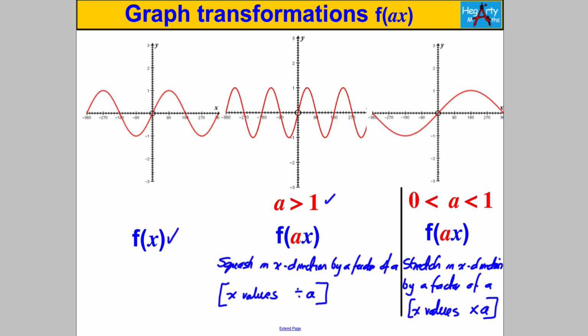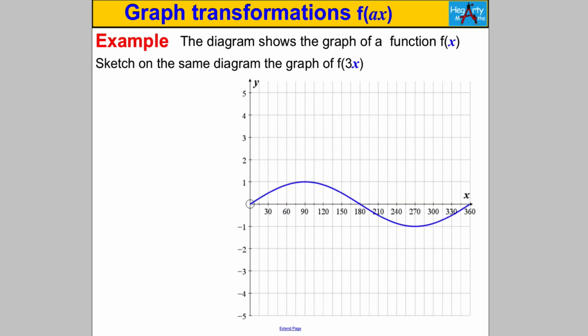Okay? So let's use this information we got from the graphing software in this summary to answer some questions. Pause the video and have a go at this one yourself. So the diagram shows the graph of a function f of x. Sketch on the same diagram the graph of f of 3x. Now what does f of 3x mean in terms of our transformations? Well, we know it's of the form f of ax, and a is bigger than 1, so it's going to be a squash by a factor of 3 in the x direction.